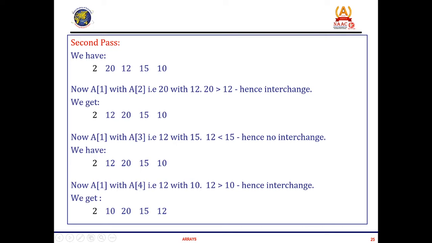So I compare 20 with 12, interchange. Then I compare 12 with 15, no change. I compare 12 with 10 and I change. Hence at the end of the second pass, the second smallest element is in its correct position. So 2 and 10 are on the left side, which is sorted, and 20, 15, 12 are on the right side, which we call the unsorted part.